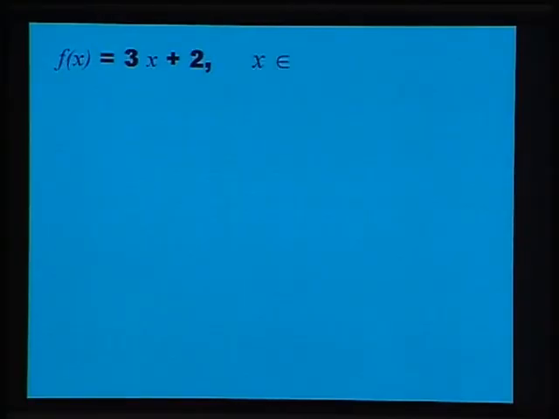We can also use analytical methods to prove whether a function is 1-to-1 or not. We will now consider the function f(x) equal to 3x plus 2 and apply the analytical method. f(x) equal to 3x plus 2. The domain is the set of all real numbers.